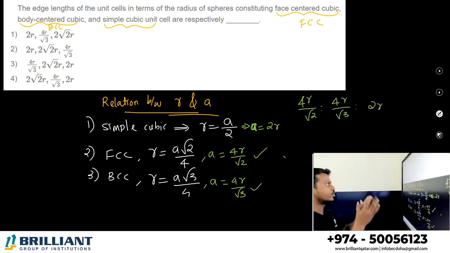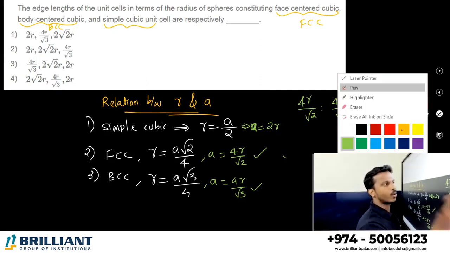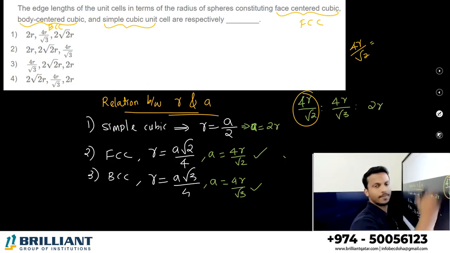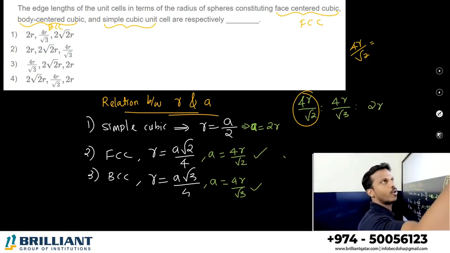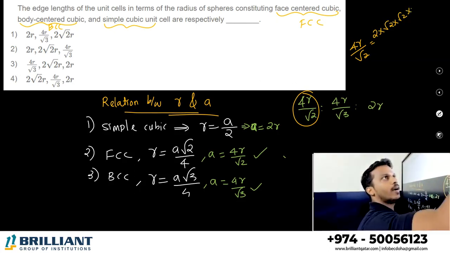But unfortunately, this option is not correctly given here. Let me convert 4R by root 2 into something. 4R by root 2. How can we write 4? Can I write it as 2 into root 2 into root 2? Possible? Yes or no? Root 2 into root 2 is equal to 2, 2 into 2, 4. Into R divided by root 2.